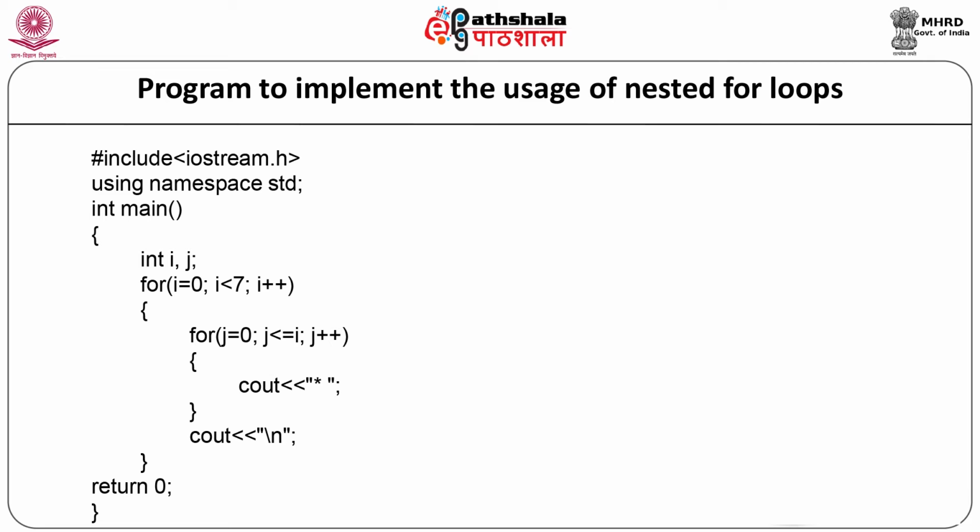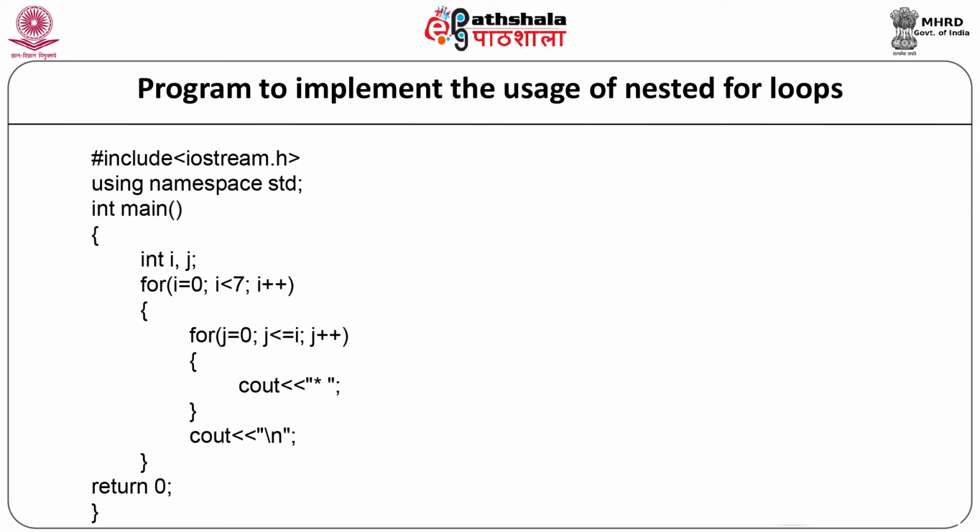For i equal to 0, i less than 7, i plus plus. Inside that, again one more for loop. For j equal to 0, j less than or equal to i, j plus plus. We are displaying cout star and end of the inner loop. Before ending the outer loop, we have the statement cout endl, return 0 and the main program ends.